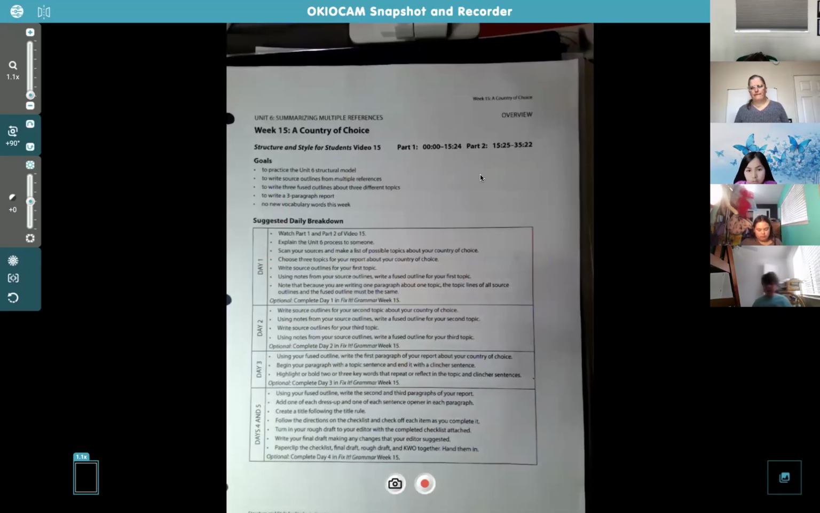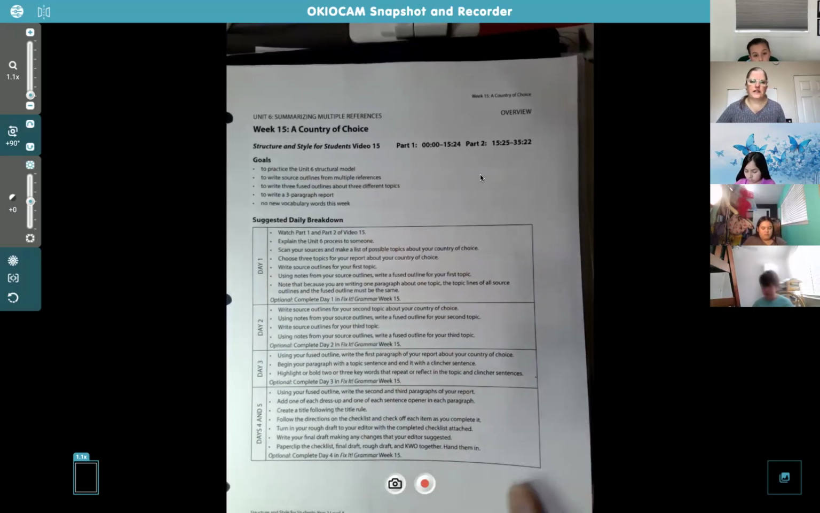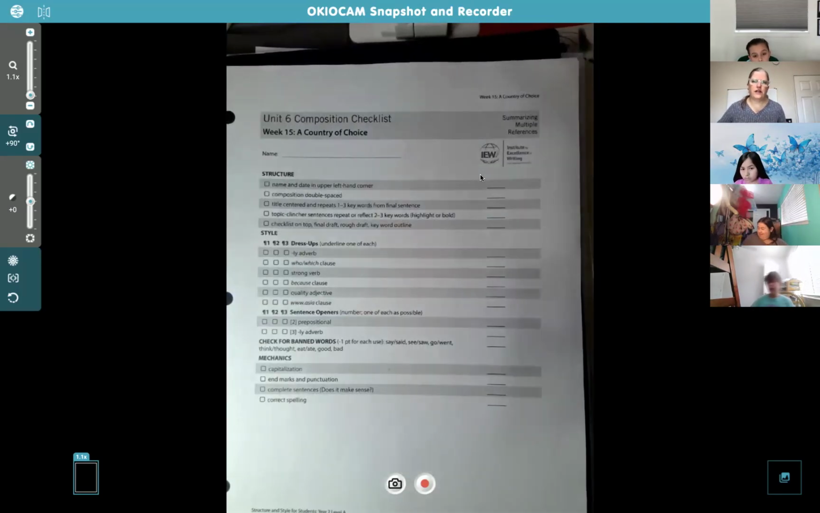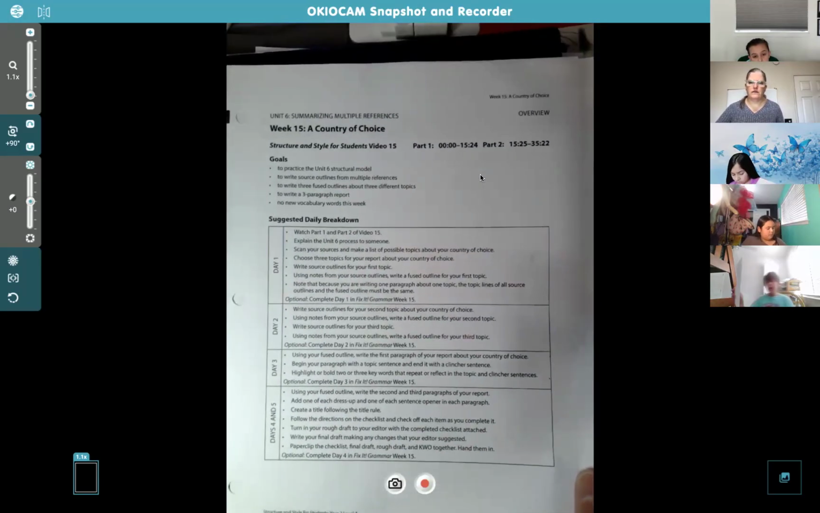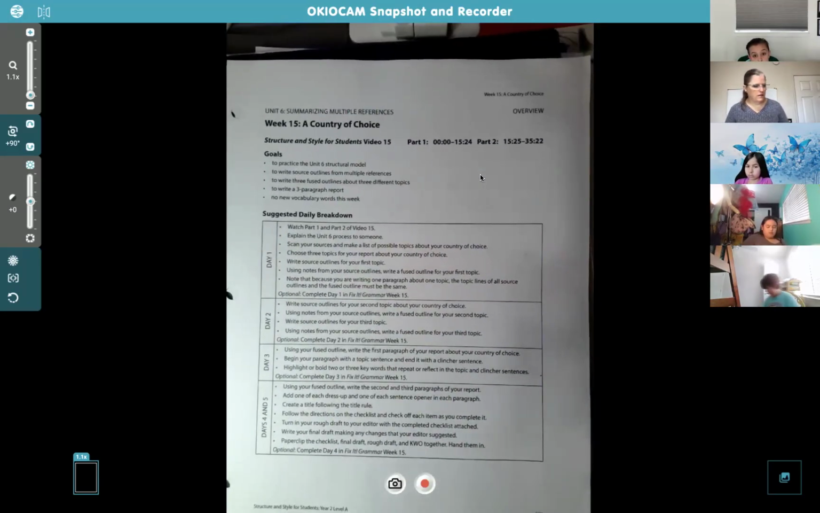Do we only need one paper for the country of choice? Actually, it's two. Technically, it's this front page and the checklist, but that's it. I'm going to see if I have the checklist ready. Why isn't there a story or article about it? I'm going to explain that in a minute, because it's a country of your choice.